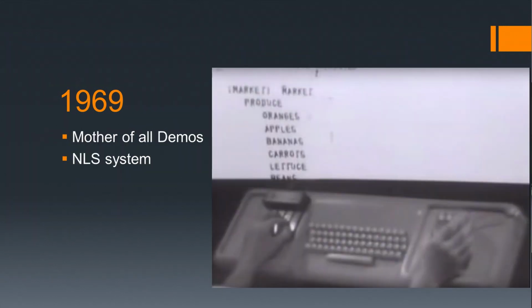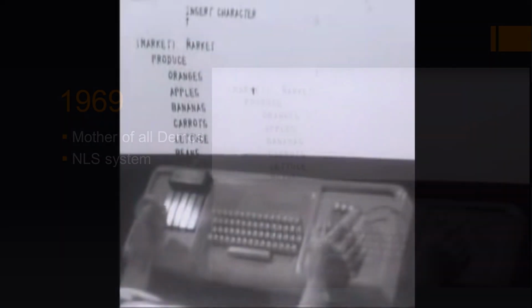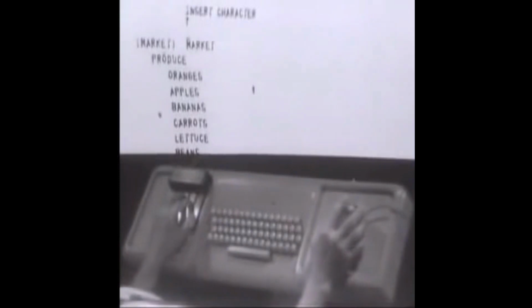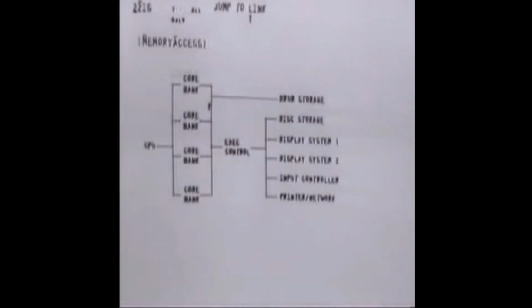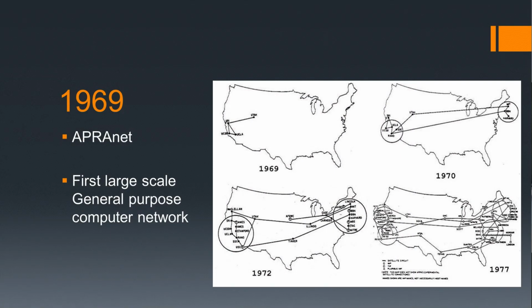In 1968, in the mother of all demos, Bill English demonstrated the NLS system, which introduced many new features, including collaborative editing, video conferencing, word processing, and the mouse. It also used hyperlinks to link the elements of the system. In 1969, computer networking came to the masses, with the ARPANET leading the way for the large-scale general-purpose computer networking. By the end of the year, the British National Physics Library network was up and running.